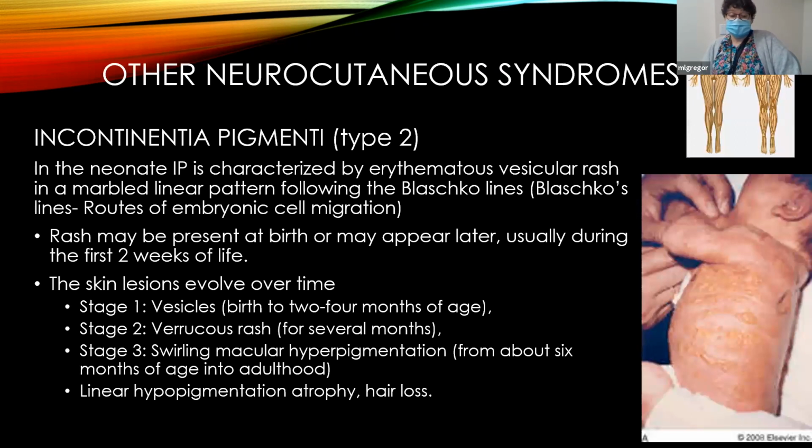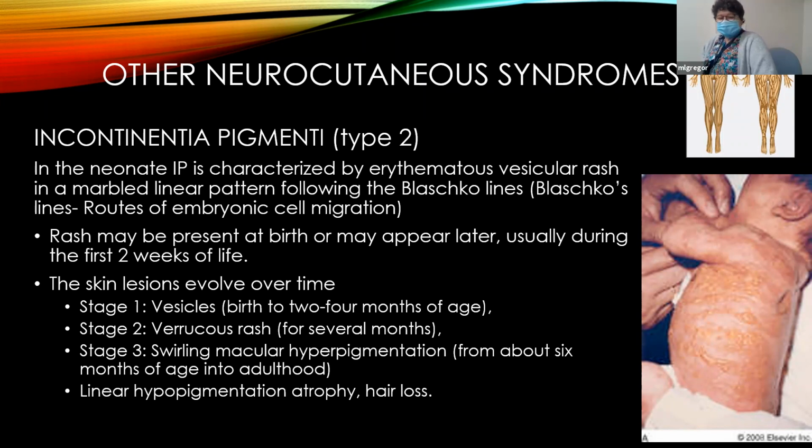So we're going to get into some more obscure ones, but believe it or not, they are listed as testable material in your content specs. So incontinentia pigmenti type 2, also known as just incontinentia pigmenti. They try to be very confusing with this one. We're going to call it IP from now on.